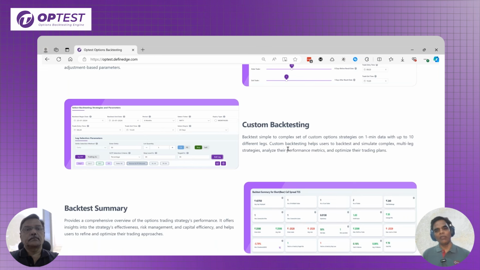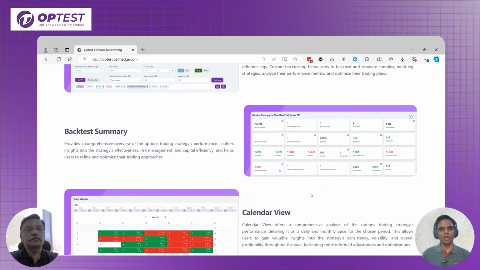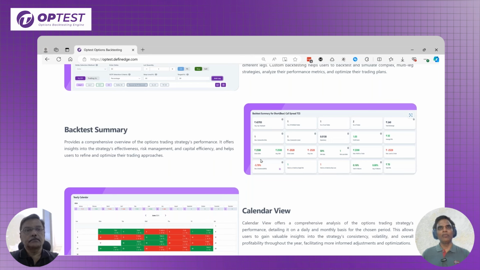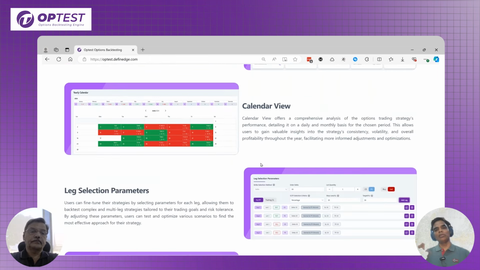And then we have a much more elaborate backtest summary. All the useful information that is required for a trader to make a decision whether to use whatever you have backtested results in your trading system or not. And then we have a calendar view, so you can look at yearly, monthly, and daily. So we have broken down the results at yearly level, at monthly level, and daily level.